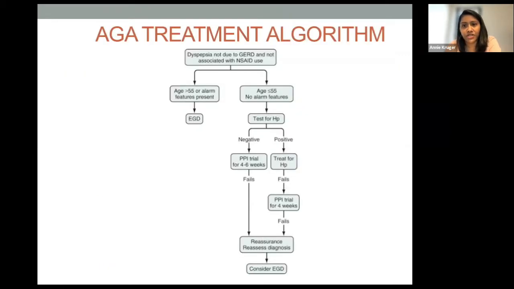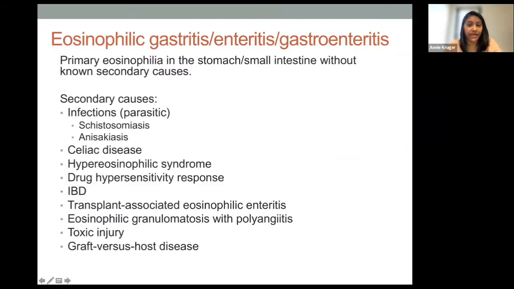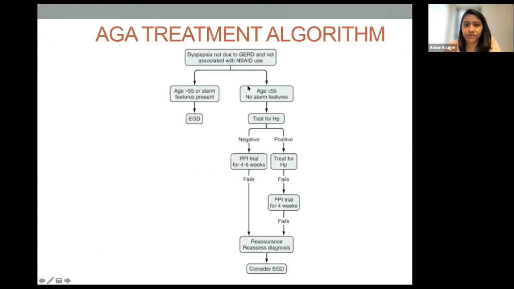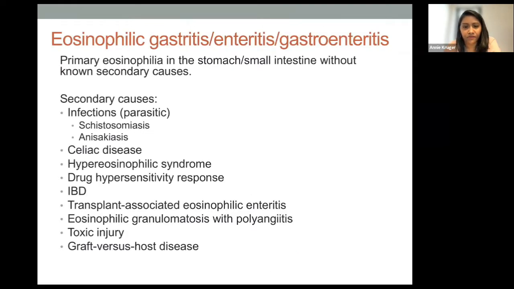And so here's an AGA treatment algorithm for how to manage dyspepsia and peptic ulcer disease. So overall, you're going to test for H. pylori, and if it's positive or negative, this is how you decide whether to consider an EGD or not. So I'll leave that for you guys.